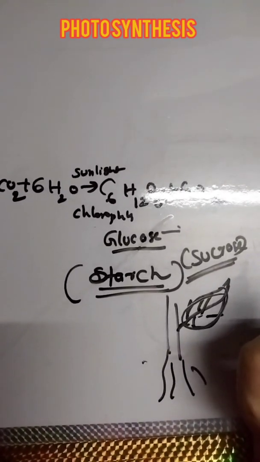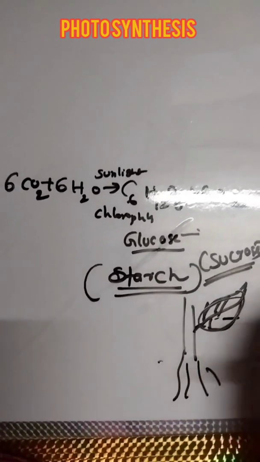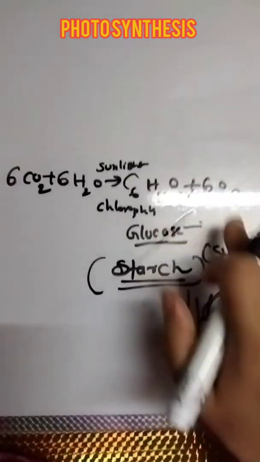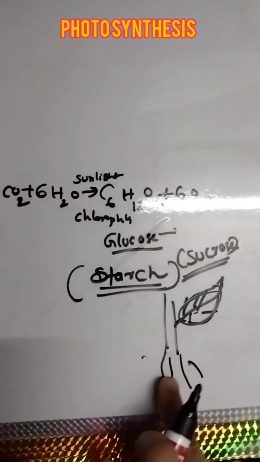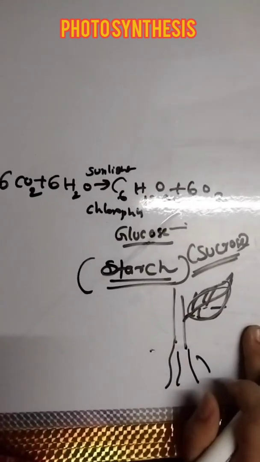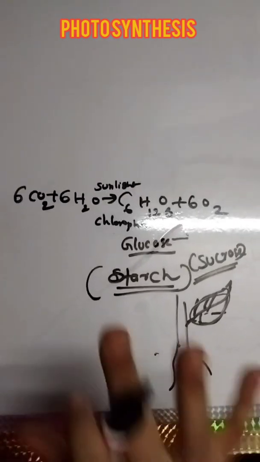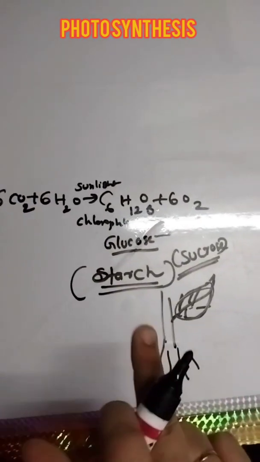Sucrose is another form of sugar. It is less reactive than glucose. Glucose is converted to sucrose, and then it is transferred to the rest of the parts of the body. These are the main end products of photosynthesis.